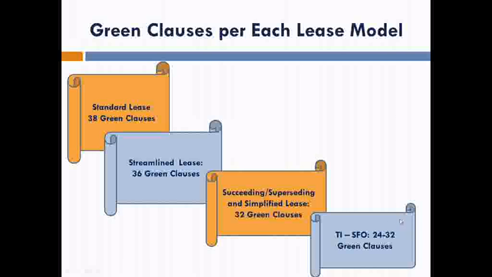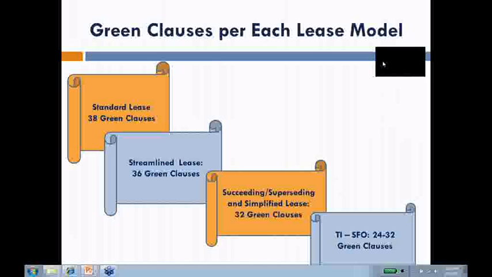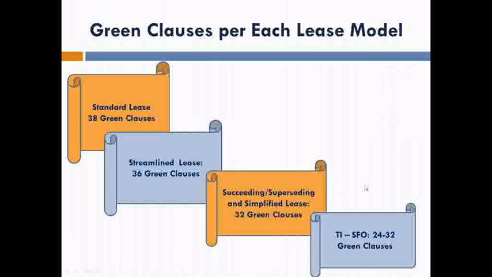You can see here the 4 key ones that we deal with and that we've broken that SFO into. It's a standard, a streamlined, a succeeding, and a simplified lease. And within each of those, there's a different mix of green lease clauses that are required and associated with each. Pretty soon, we'll be posting these within the library. It identifies the clauses in great detail.